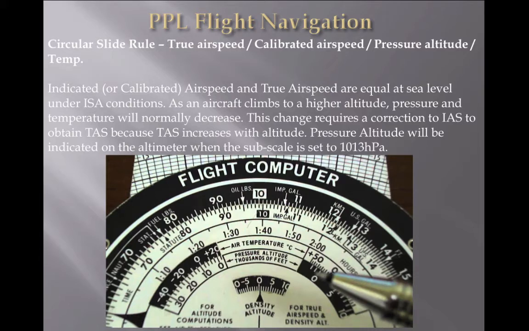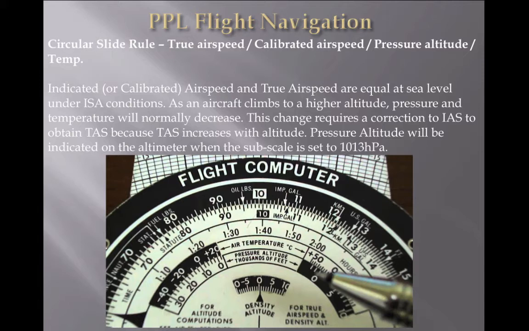Indicated or calibrated airspeed and true airspeed are equal at sea level under ISA conditions. As an aircraft climbs to a higher altitude, pressure and temperature will normally decrease. It gets colder when it's higher, and the air particles become less dense. So this change requires a correction to your indicated airspeed and how that relates to your true airspeed. Because true airspeed increases with altitude.